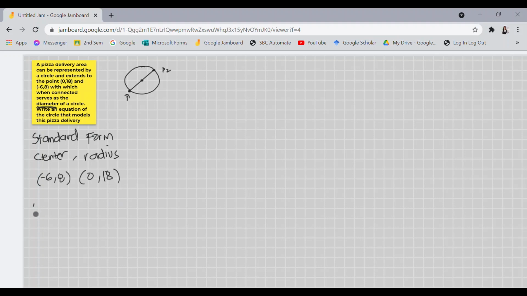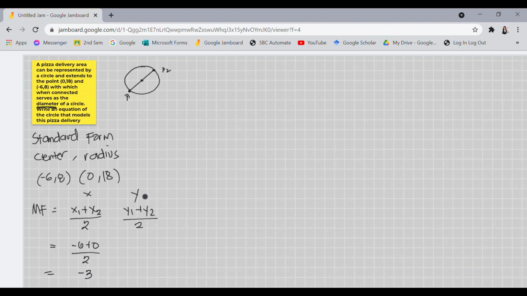The midpoint formula is given by: to get the x-coordinate, x sub 1 plus x sub 2 divided by 2, and the same with the y-coordinate, y sub 1 plus y sub 2 divided by 2. So to get the x-coordinate of the midpoint of these 2 points, we substitute: negative 6 plus 0 divided by 2. Negative 6 plus 0 is negative 6, divided by 2, that is negative 3. This is now the x-coordinate.